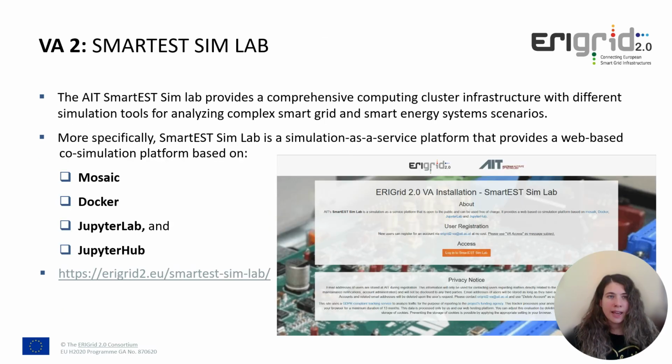The second VA is called Smartest Sim Lab. It's developed by AAT and provides a comprehensive computing cluster infrastructure with different simulation tools for analyzing complex smart grid and smart energy system scenarios. More specifically, the Smartest Sim Lab is a simulation as a service platform that provides a web-based co-simulation platform based on Mosaic, Docker, Jupyter Lab, and Jupyter Hub. More information can be found in the link below.